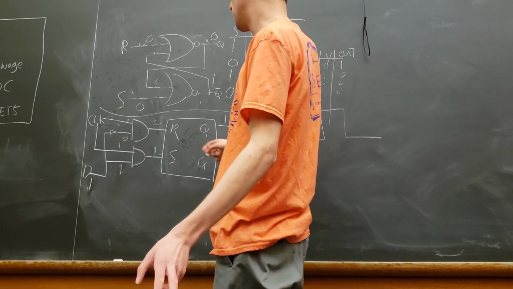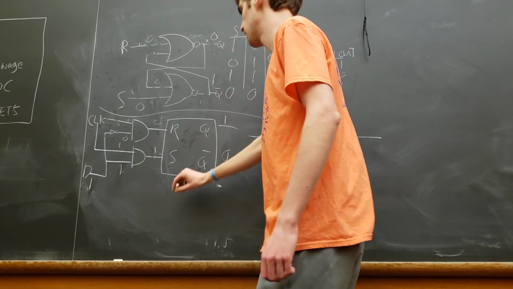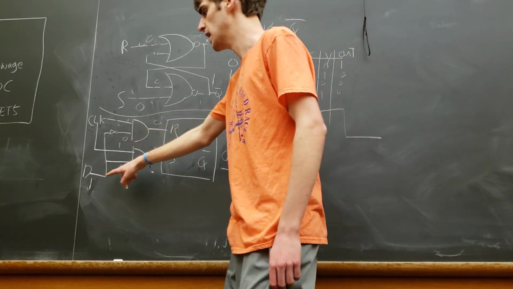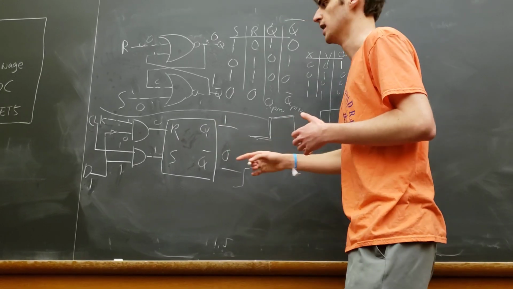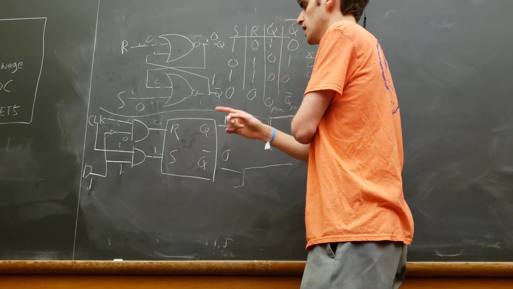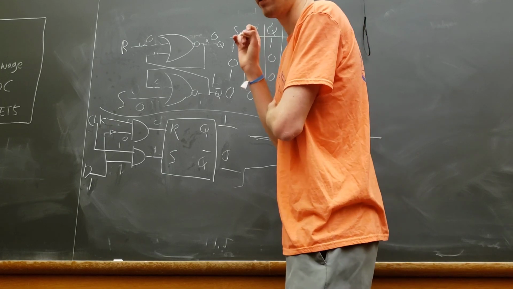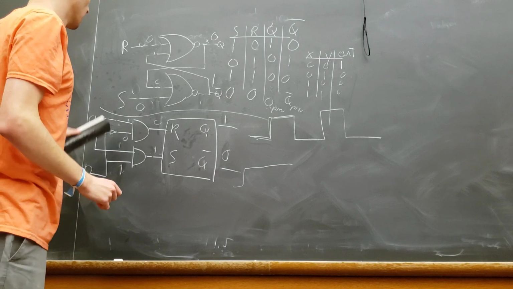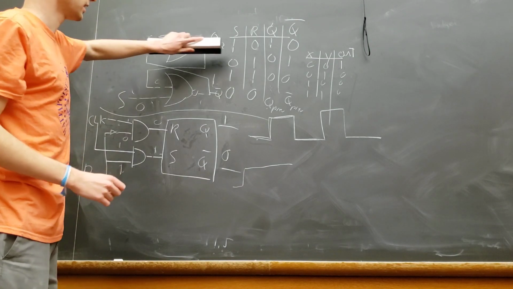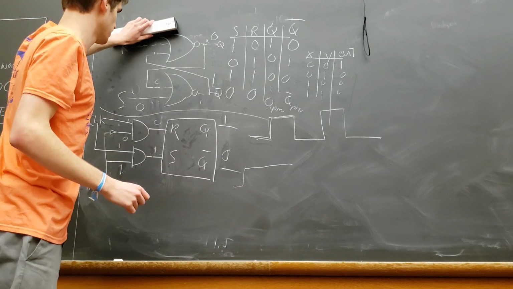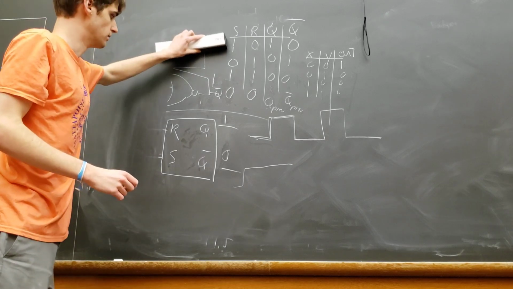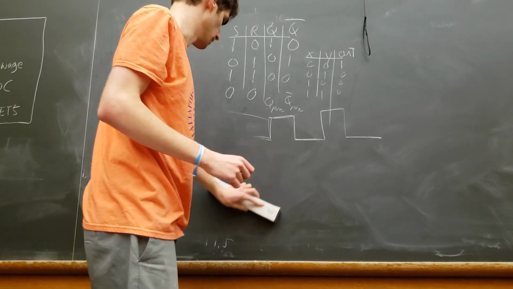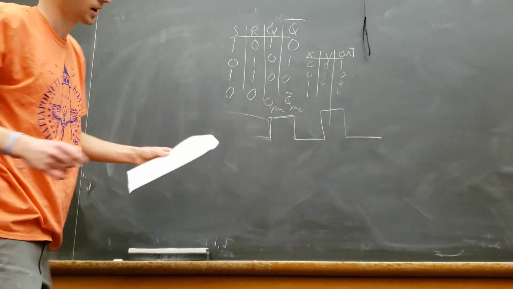But the thing is that if clock is 1, this is going to keep updating whatever values you put D into. But you might want to have a little more control over when you're updating your values. And this is where a flip-flop comes in. So I'm going to leave the truth table here, erase this, and draw a D flip-flop. A D flip-flop looks like this.